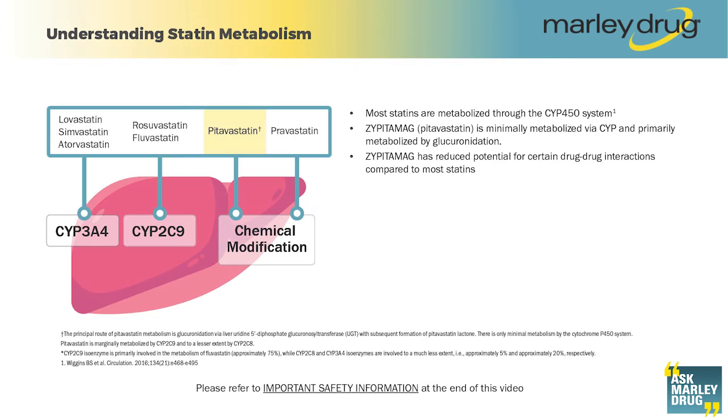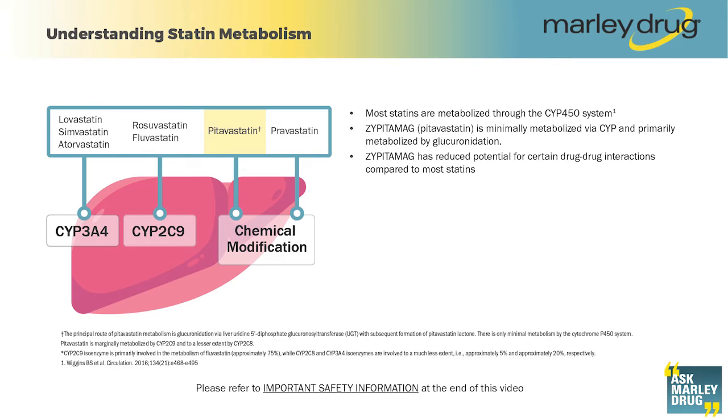The key difference between the 7 available statins in the U.S. is how they're metabolized. Most statins are metabolized through the cytochrome P450 system, or CYP450 for short. Lovastatin, simvastatin, and atorvastatin are metabolized primarily through an enzyme called cytochrome 3A4, whereas rosuvastatin and fluvastatin are metabolized mainly through cytochrome 2C9. Why is this important?